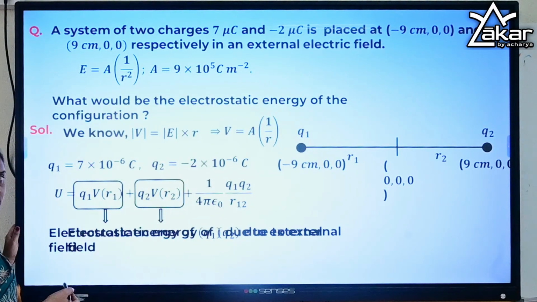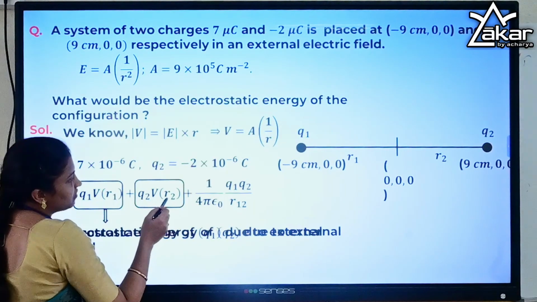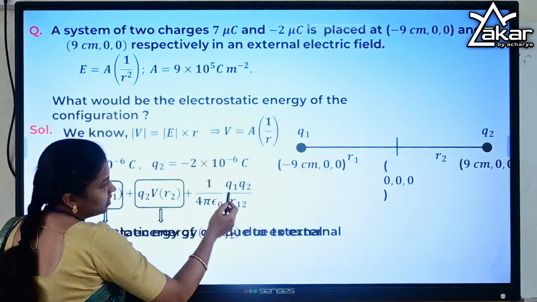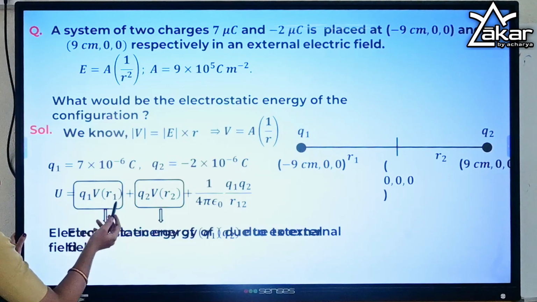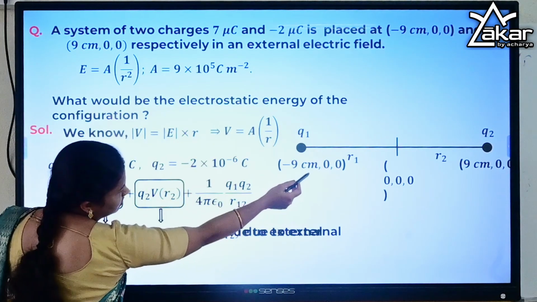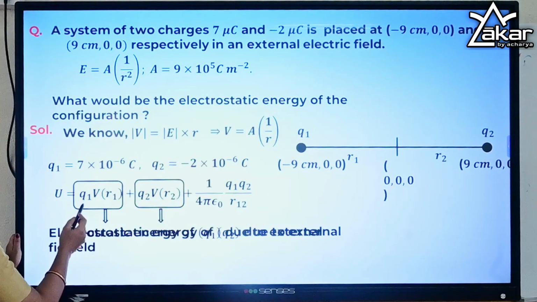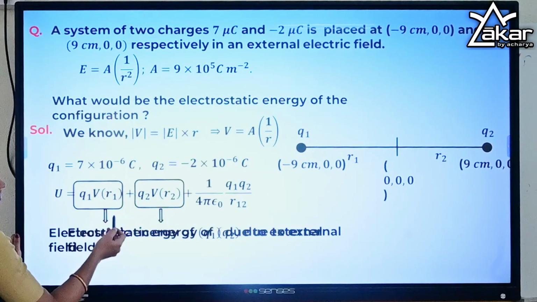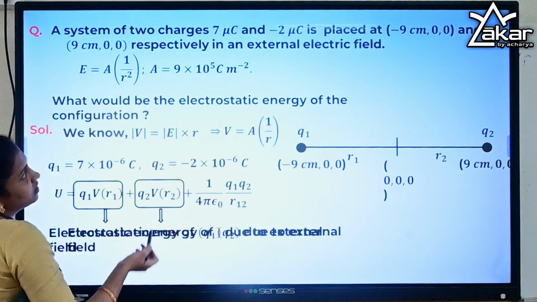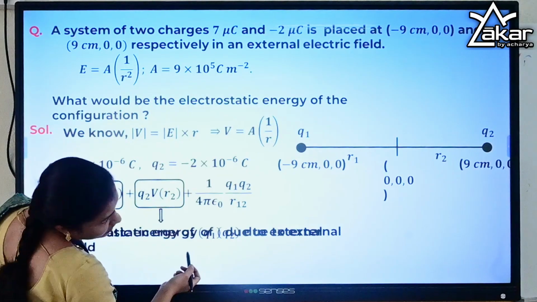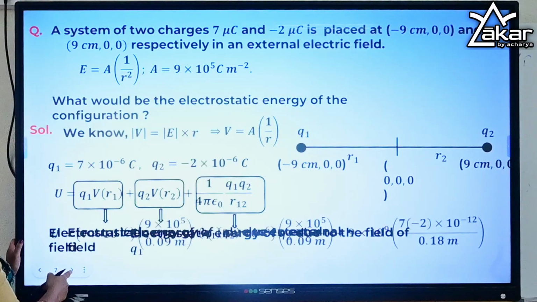Now we have studied the formula U is equal to Q1 V of R1 plus Q2 V of R2 plus 1 by 4 pi epsilon naught Q1 Q2 by R12. Now you just apply the formula. Here they have given minus 9 and plus 9. So you can take minus 9 into V of R1, the distance is 9 centimeter, plus minus 2 into the distance they have given here, 9 centimeter. Just apply that formula and we'll get the answer.